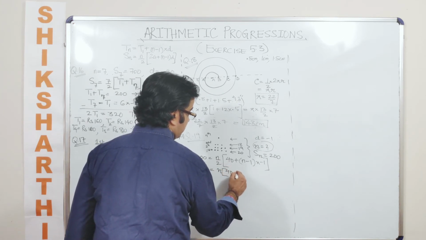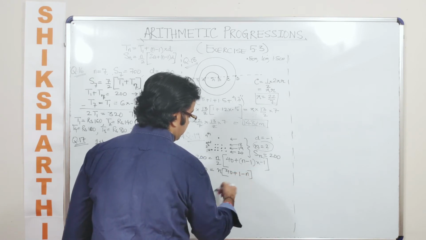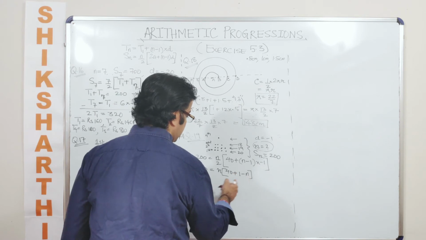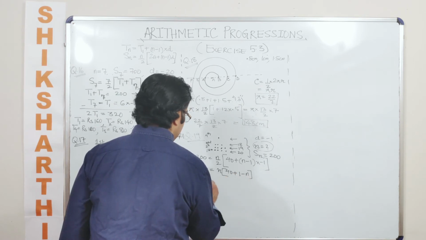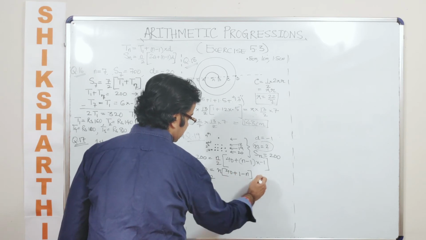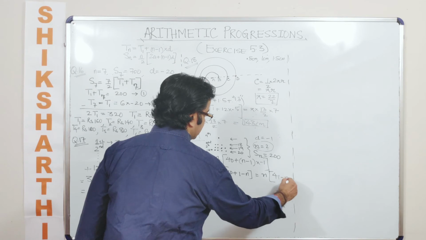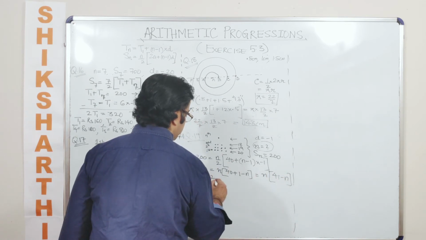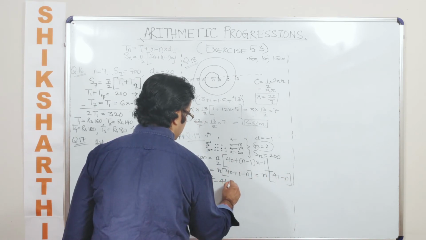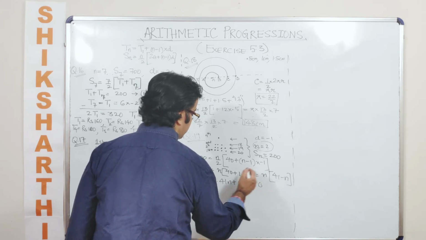40 plus 1 minus n, which can be further written as, if I make a quadratic equation out of this, can I say n square? Now n square, this becomes 41 minus n. Let's write it as n times of 41 minus n. So n square minus 41n plus 400 is equal to 0.